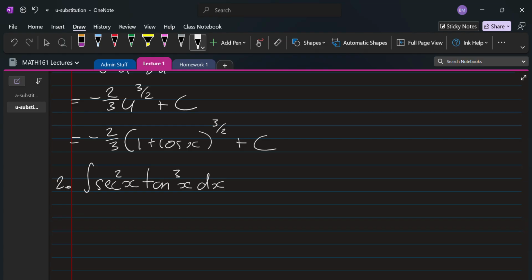If u is equal to sec, du will be sec tan. That doesn't really help us here. We've got tan cubed, so that's not going to work. What happens if u is tan? What's the derivative of tan? Sec squared. We've got that there. So that's what we pick.